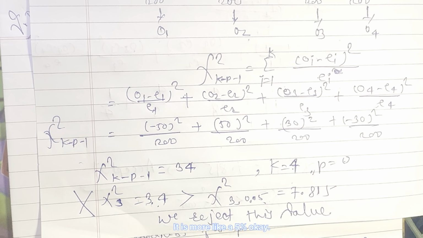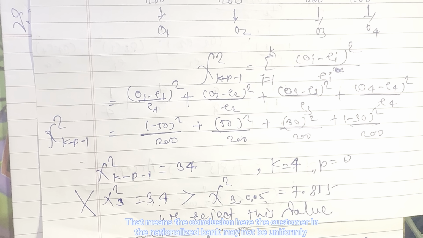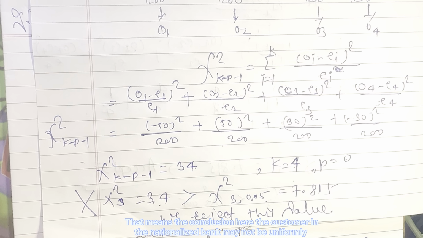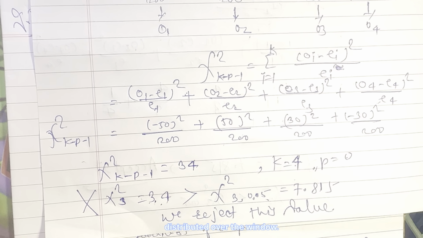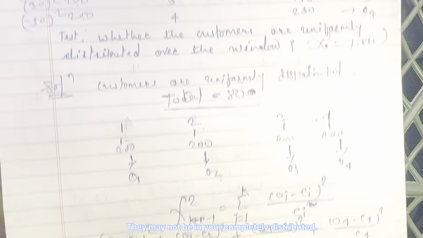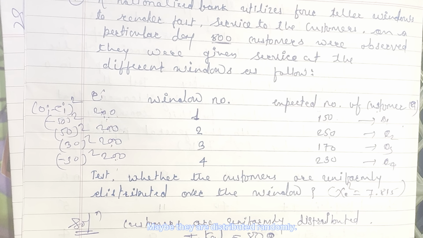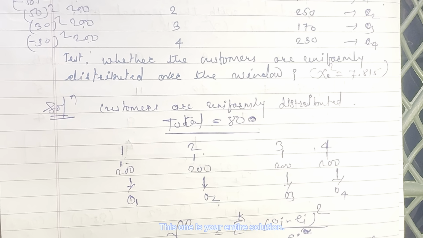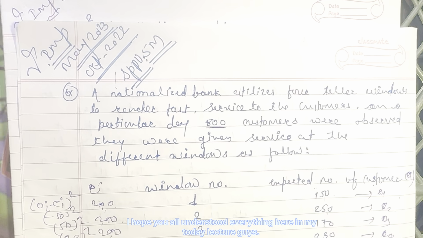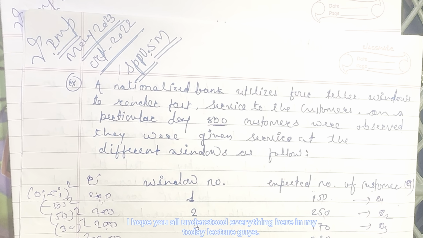That means the conclusion here is that the customers in the nationalized bank may not be uniformly distributed over the window. May not be uniformly distributed, maybe they are distributed randomly. They are not uniformly distributed. Now see that, guys, this is our entire solution. I hope you all have understood everything in today's lecture. Nothing here is difficult.